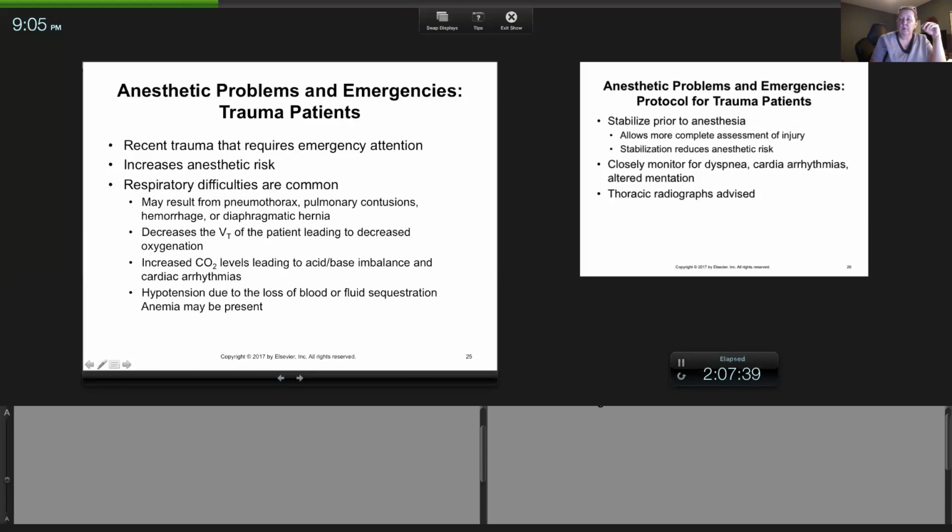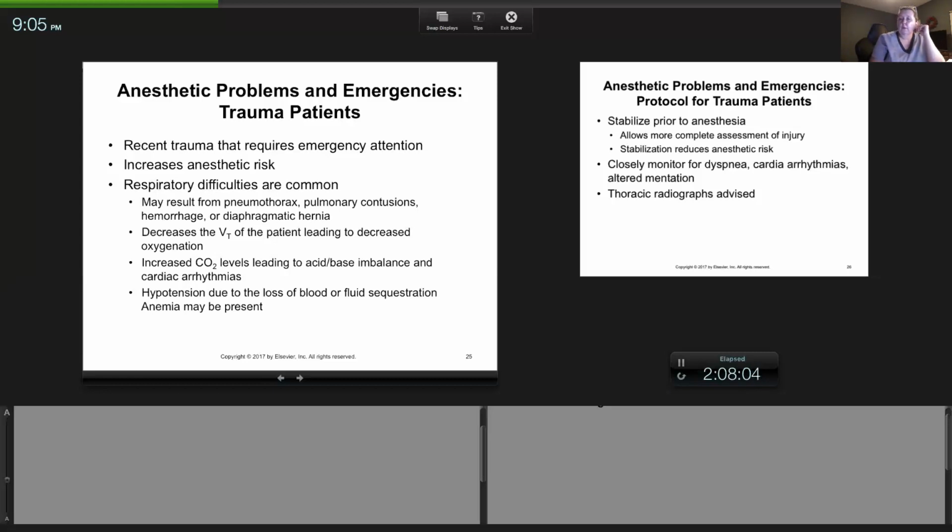Also, with bruising in the lungs or pneumothorax, patients will usually have a higher CO2 because they're not able to adequately expel or get rid of CO2. And the more CO2 you have, the more it throws off your acid base, which is your pH, right? And it can predispose them to cardiac arrhythmias.